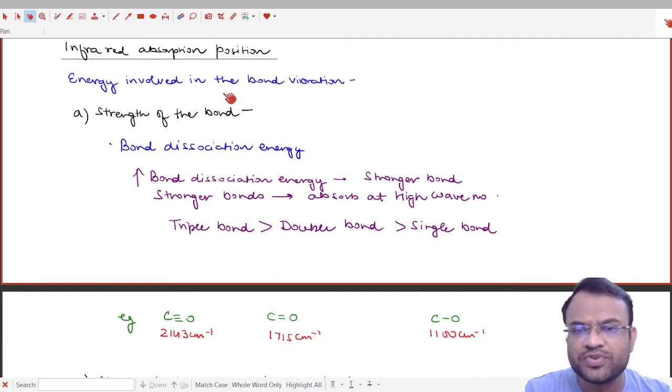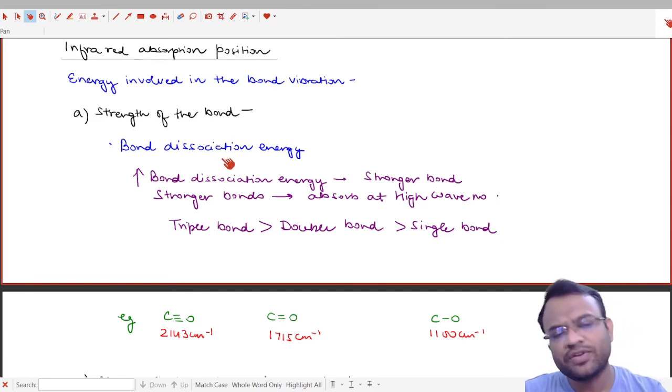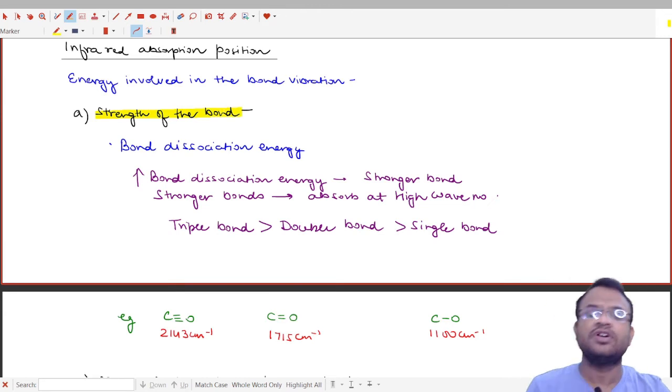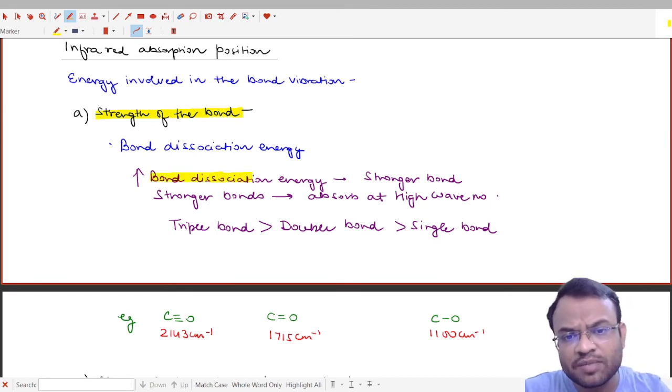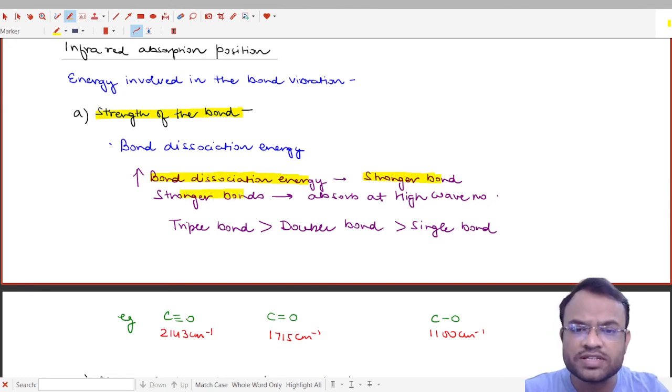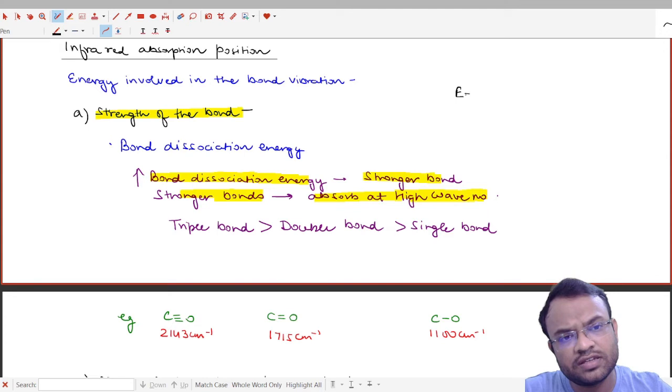Now, infrared absorption position. How much energy is involved in a bond vibration depends upon multiple things. Let us talk about those things. The first thing that comes to mind is the strength of the bond. The more the strength of the bond, the more vibration energy there would be. For example, there is a triple bond, a double bond, and a single bond. The strength of the triple bond is the highest, the double bond is lesser, and the single bond is the least. The higher the bond dissociation energy, the stronger the bond, and the stronger the bond, the higher the amount of energy absorbed by that particular bond. We are talking about wave number here. You would be knowing that E equals hc by lambda, and 1 by lambda equals the wave number.